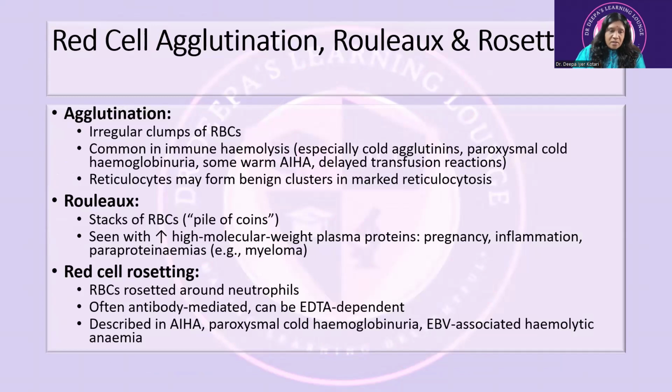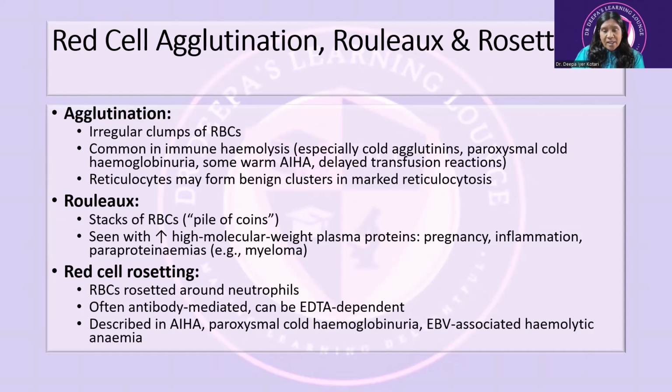Then there are some other changes in the RBCs which I wanted to include in this, just for the sake of completion, because these are also important to know. One is agglutination versus rouleaux versus rosetting. These are some of the terminologies that you have to be aware of. So agglutination is different from a rouleaux.